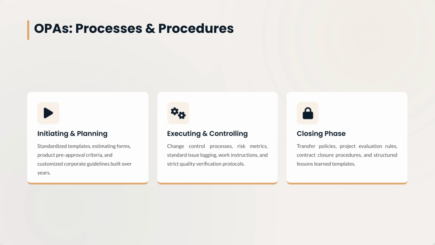Example: when NASA prepares for a space launch, they don't write a new safety checklist from scratch. They use a standard flight readiness checklist developed over 60 years of spaceflight history to verify every single bolt and wire. This is a rigid, life-saving procedural OPA.